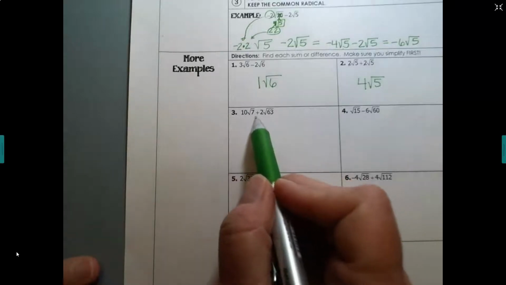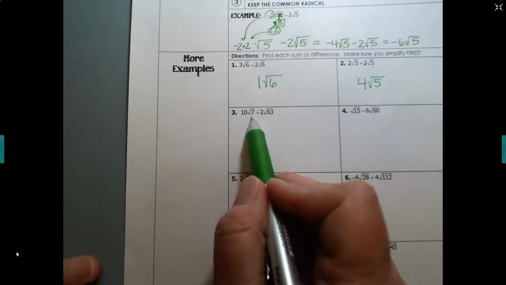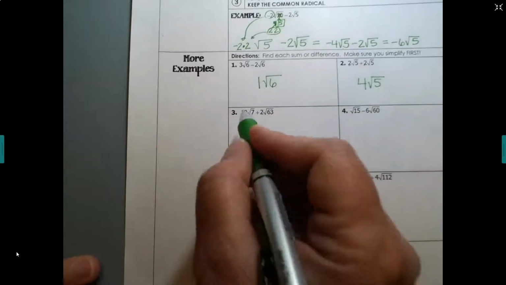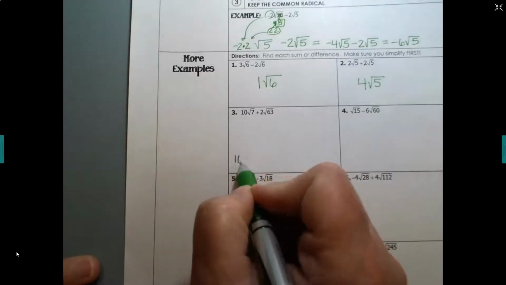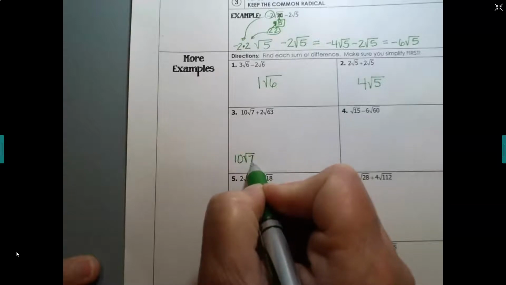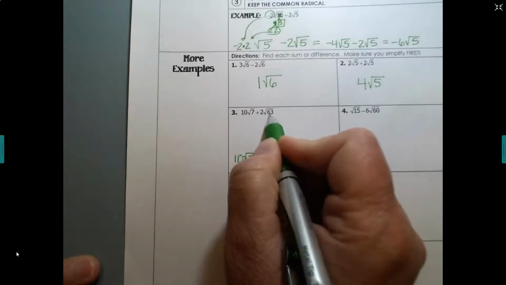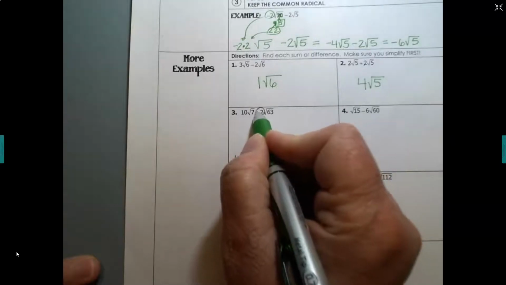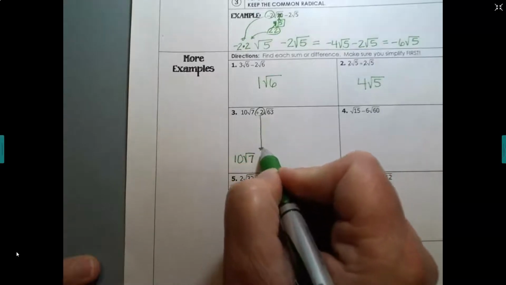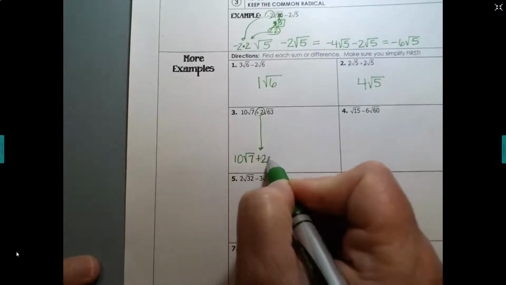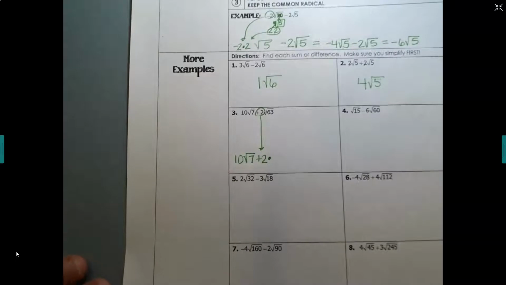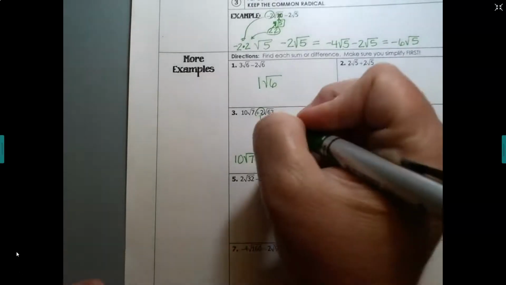Good. Now, let's make it a little bit harder, because this is more like what you're going to experience. First step, simplify the radicals. 7 does not simplify. So 10 root 7 is going to stay the same. Okay, let's see if the 63 will break down. So I'm going to take this plus 2. I'm going to bring it down, plus 2, and whatever comes out is going to multiply to that. Okay, 63.